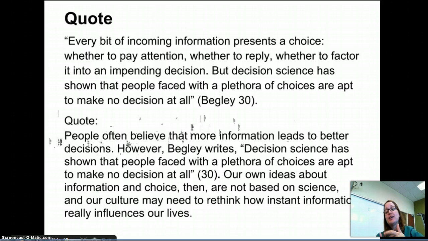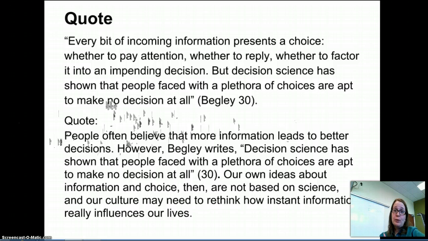However Bagley writes, I have my quote, and then I have in parentheses the page number. So I have my signal phrase, I have my quote with quotation marks, I have my page number in parentheses, and a period at the end. Remember we said to pay attention to that punctuation. And then I have what's called a follow-up sentence. This one's really important. Our own ideas about information and choice then are not based on science, and our culture may need to rethink how instant information influences our lives. That's me. That's my idea. That's my sort of restatement of the quote, and it's my connection, my understanding of it. This is really important. The quotes don't speak for themselves.